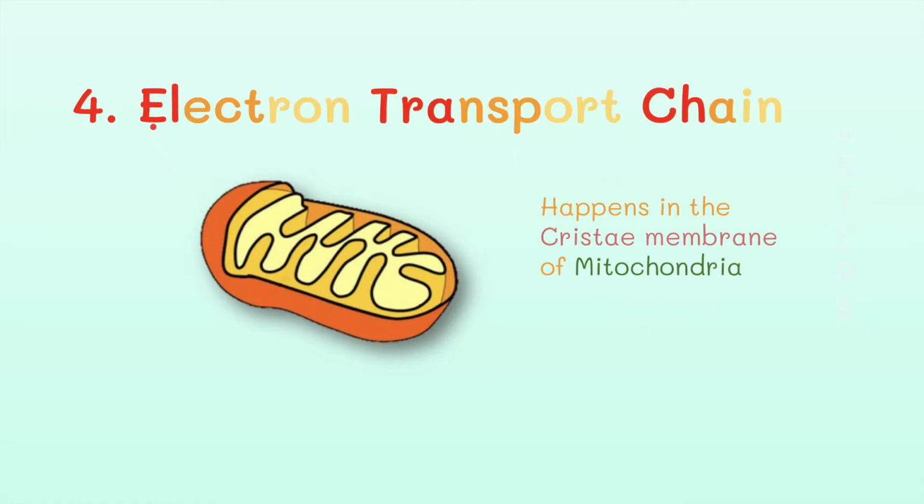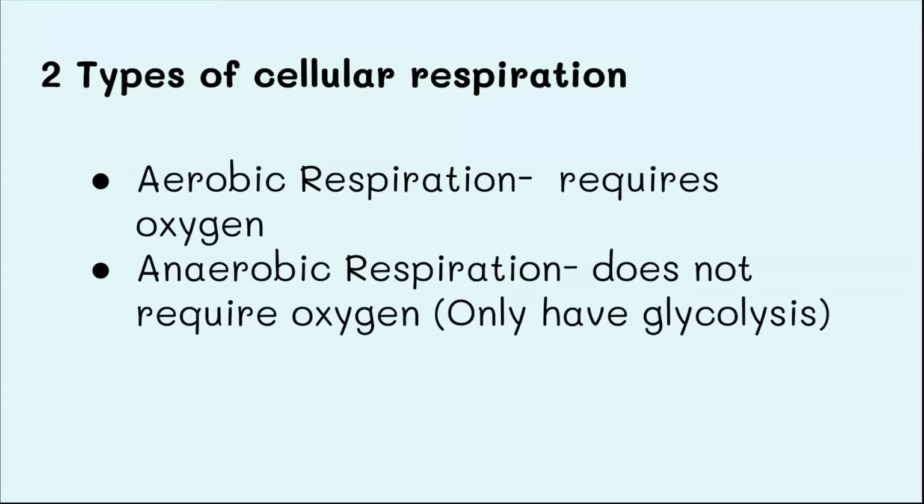The last step is electron transport chain. The final step happens in the crystal membrane of mitochondria. So in cellular respiration, there are two types of it, which are aerobic respiration and anaerobic respiration. Aerobic respiration is the normal one that we usually use. It requires oxygen, and anaerobic respiration is the special one that doesn't require oxygen. It only has one stage, which is glycolysis.